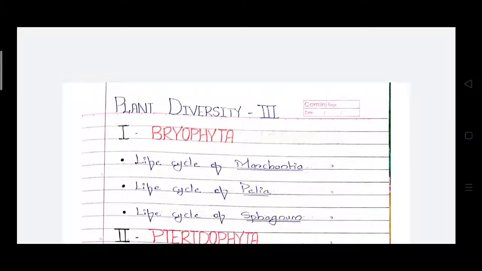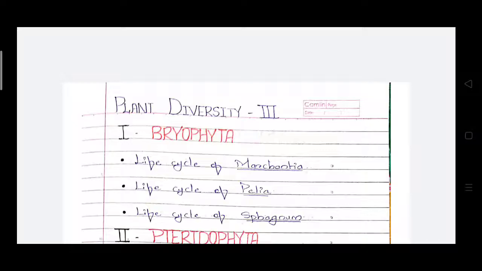Hello students, today we start the first paper of semester 6, that is plant diversity third. In this paper there are four units. First unit of that paper is the bryophyta.